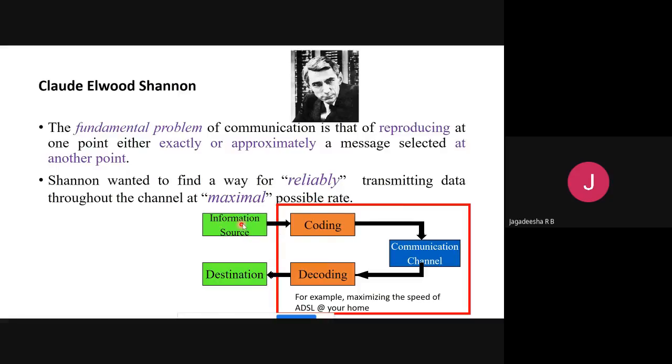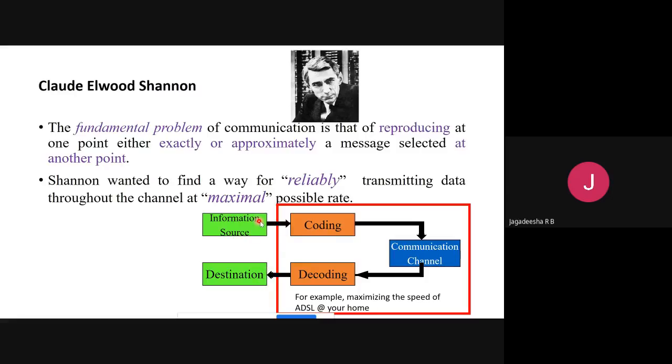So he saw these points. There was some information source and there was some destination. This destination wanted the information from this source. When this information has to reach from the source to the destination, it has to travel a long distance and come through the channel to here.